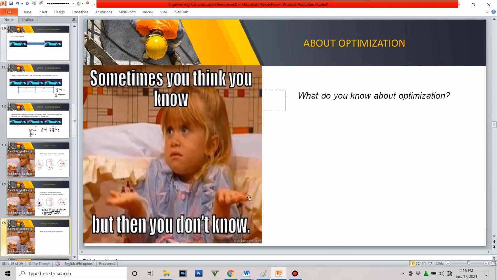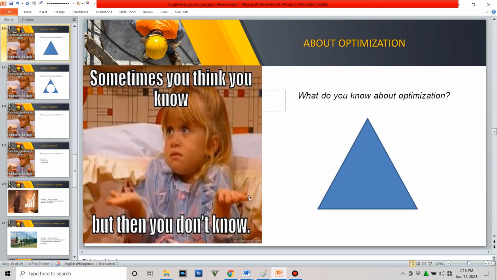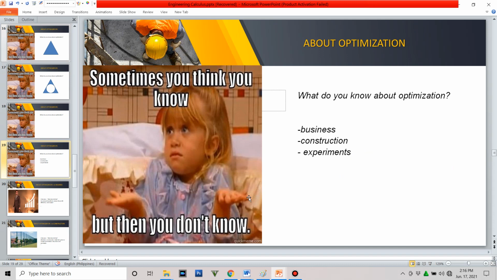So what do you know about optimization? When we say optimization, we tend to maximize or minimize a certain variable for us to achieve our intention. Like if we have a triangle, the question is, what will be the largest circle that can be inscribed out of this triangle? And optimization could also be applied to business, construction, and experiments.